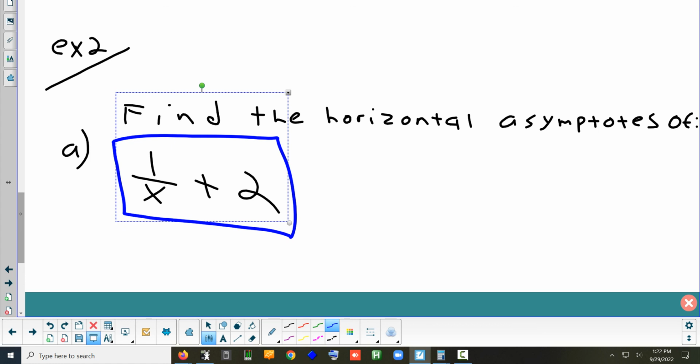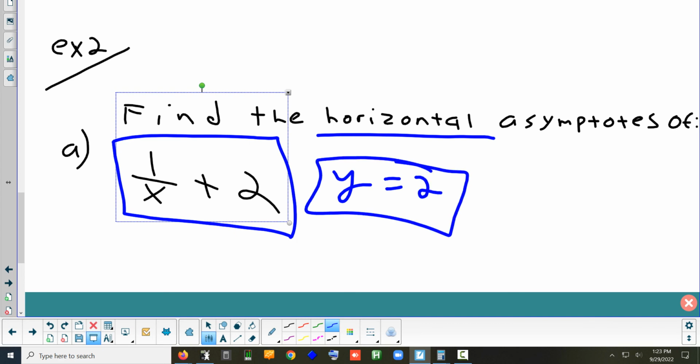How do you write the equation of a horizontal line? What letter does it always start with? Y. Do not mix up horizontal and vertical. If the problem on the test says horizontal, you need to write y equals. If it says vertical, well, we'll talk about that.